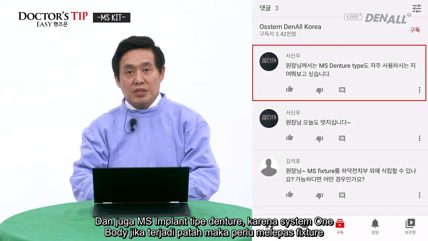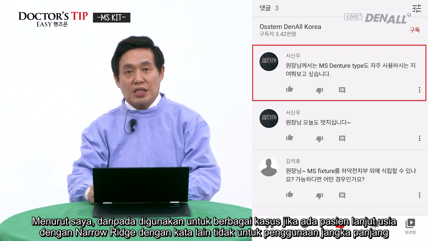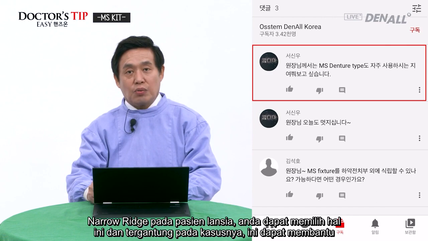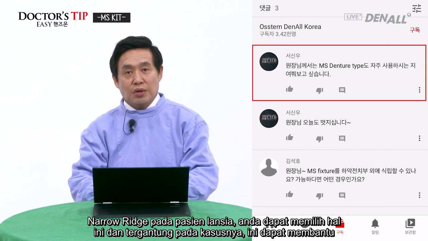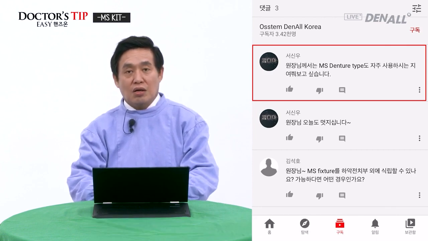And also the MS implant denture type, because it's a one body system, just in case the upper part, if the head is ruined, then you have to remove the fixture. So in my opinion, rather than use it for wide cases or many cases, if you have an elderly patient with a narrow ridge, in other words, if it's not for long-term use, but an elderly patient with a narrow ridge, then selectively you can opt for this. Depending on the case, it can be very helpful.